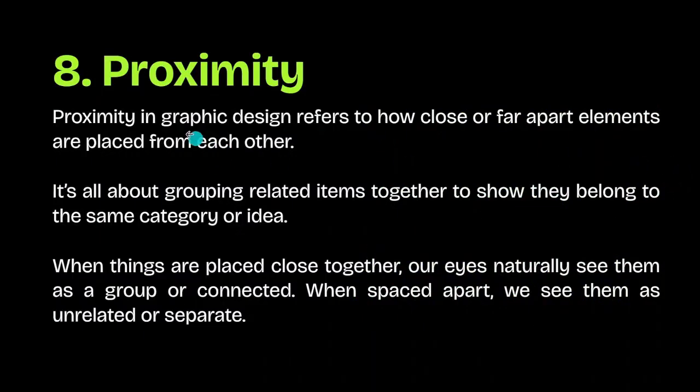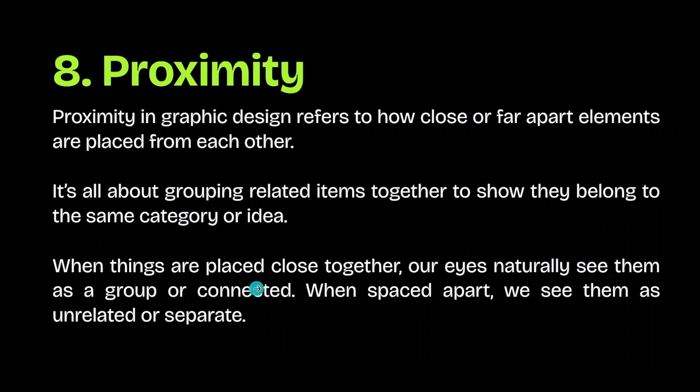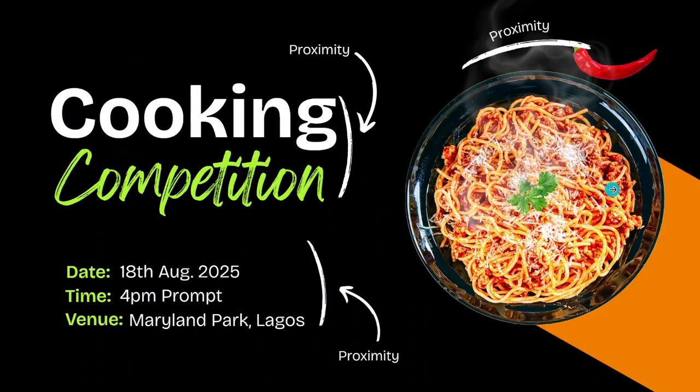Then we have proximity. Proximity in graphic design refers to how close or far apart elements are placed from each other. It's all about grouping related items together to show how they belong to the same category or idea. When things are placed close together, our eyes naturally see them as a group or connected. When spaced apart, we see them as unrelated or separate. I'm going to show you something here. In proximity, you are putting elements in a design together in groups.